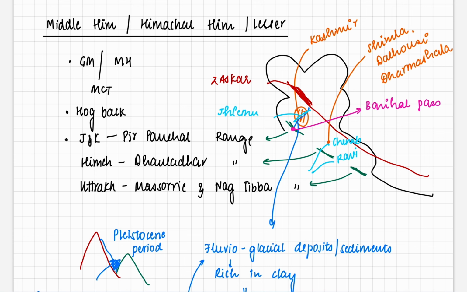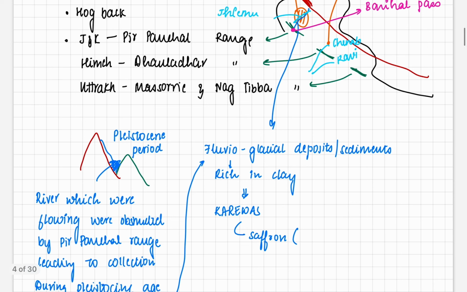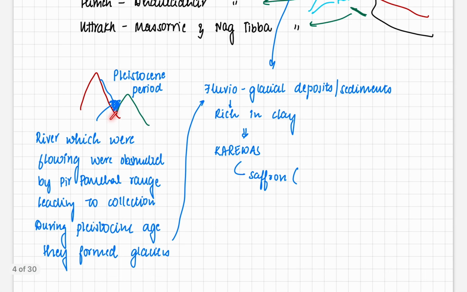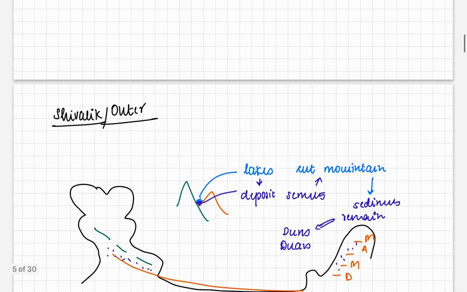We see the formation of Karewas between the Great Himalayas and the Middle Himalayas during the Pleistocene period, when they were formed. The rivers which were flowing here, due to the formation of the Middle Himalayas, got collected as water. During the Pleistocene age, that is the Ice Age, this water froze and the sediments of the rivers got collected over this region. Later, when the glaciers melted, these fluvio-glacial deposits, which were rich in clay, led to the formation of Karewas. These Karewas are famous for saffron, a local variety of which is grown in this region.